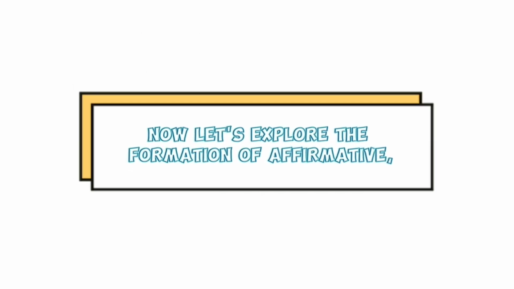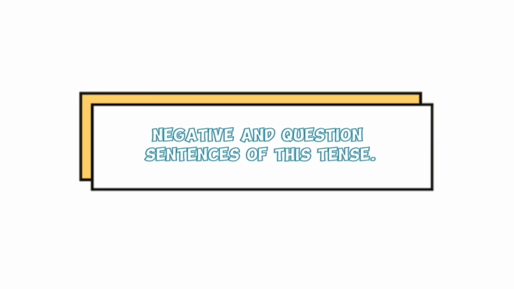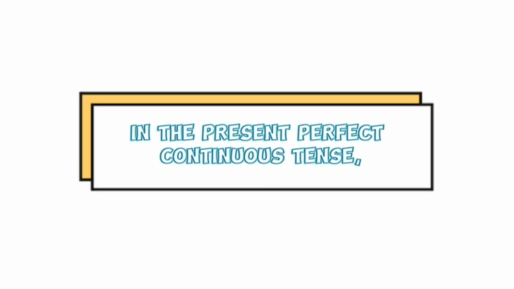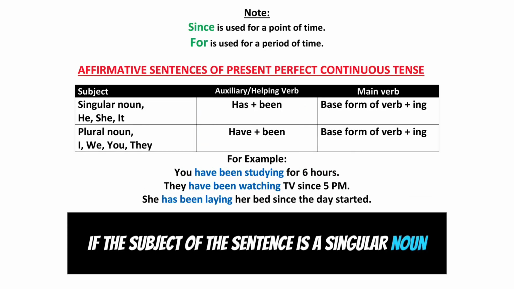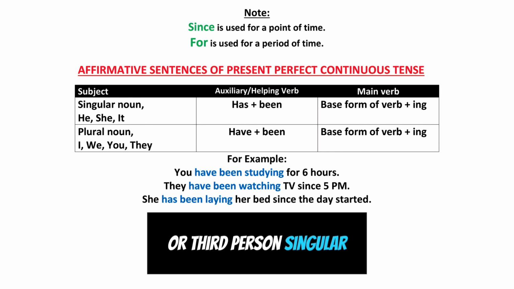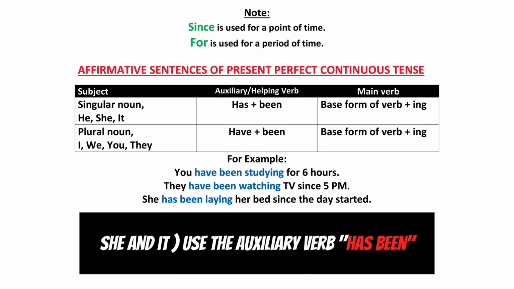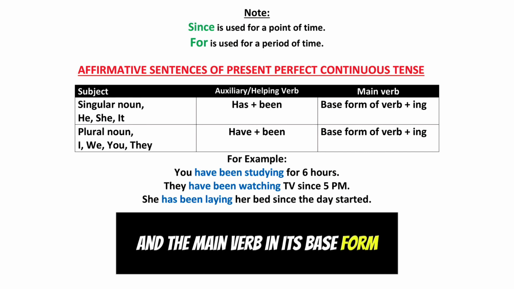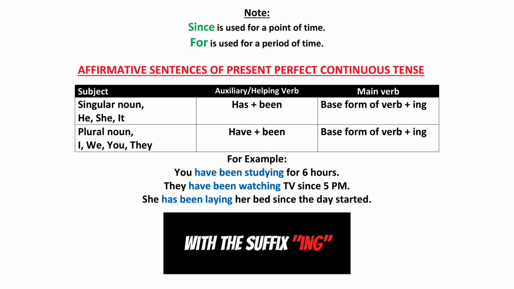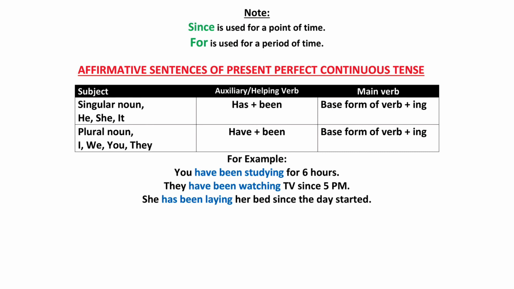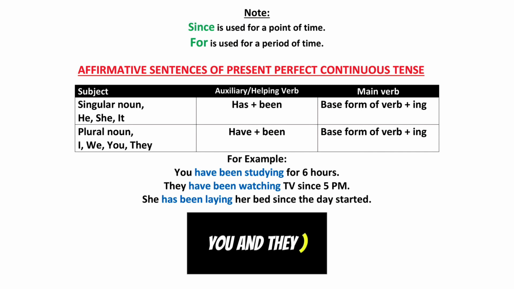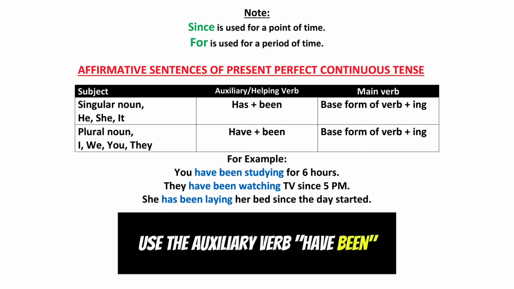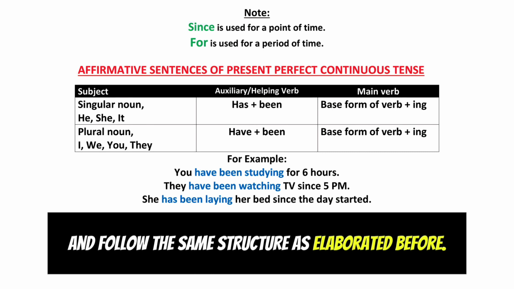Now let's explore the formation of affirmative, negative, and question sentences of this tense. To make affirmative sentences in the present perfect continuous tense, bear in mind these steps. If the subject of the sentence is a singular noun or third person singular pronouns, he, she, and it, use the auxiliary verb, has been, and the main verb in its base form with the suffix ing to show the progressive aspect. Moreover, if the subject is plural nouns or pronouns, I, we, you, and they, use the auxiliary verb, have been, and follow the same structure as elaborated before.